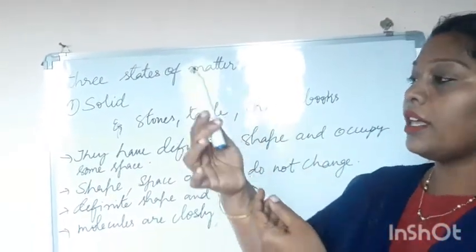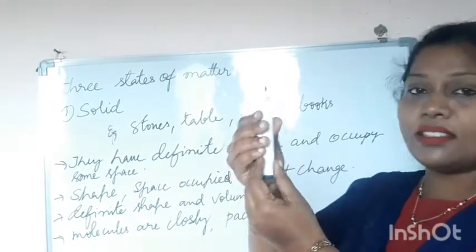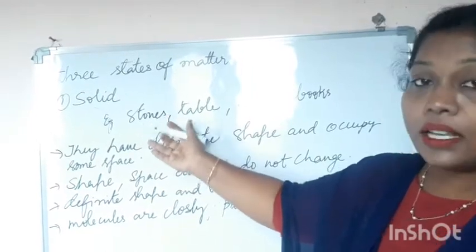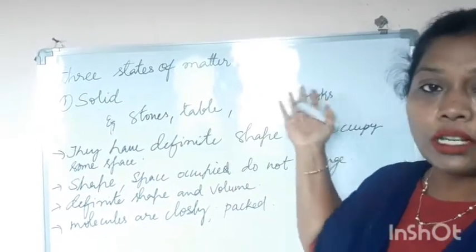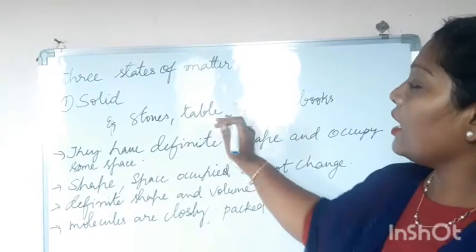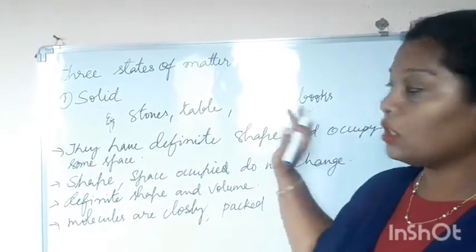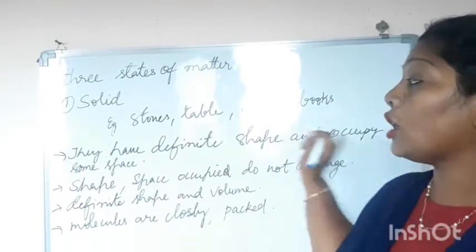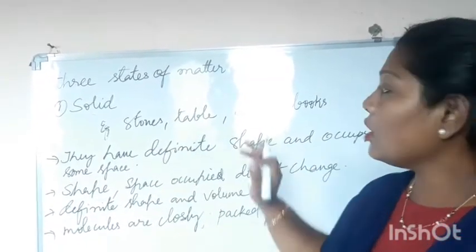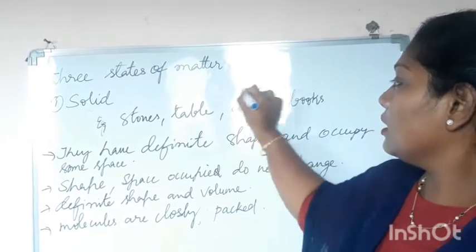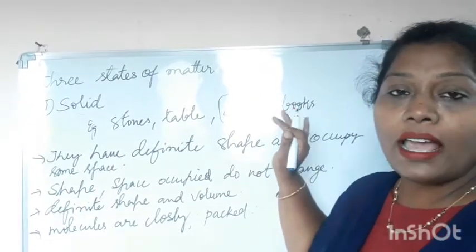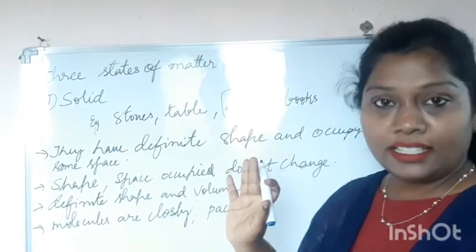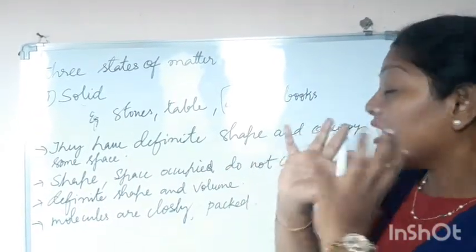See, there is a marker in my hand. You can see this. This is a solid. Examples like stones, table, chair, books and so on. If you take any of these items and observe, what do you observe? They have a definite shape and occupy some space. So children, if you take a chair, it has four legs and a base to support you when you sit on it. Yes, it has a definite shape.